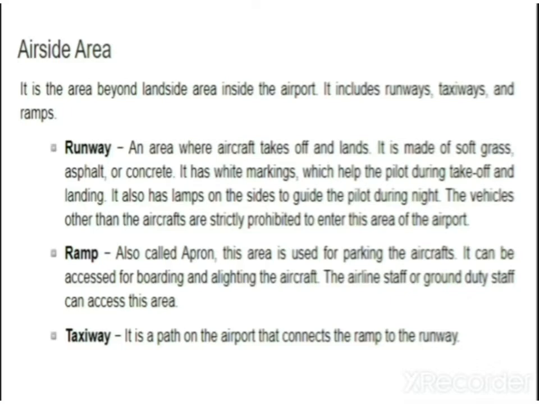Next is the ramp. Ramp is also called apron. It is the component of the airport used to park the aircraft. It can be accessed for boarding and loading the aircraft, so the airline staff or ground duty staff can access this area. No passengers or outside people are allowed into the apron.